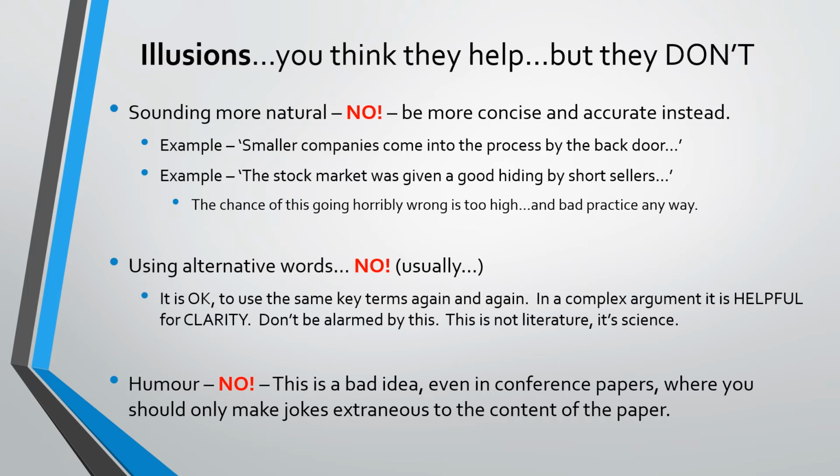Students who are trying to learn to speak casually are told this, but in science, it's not a good idea. It is completely okay to use the same key terms again and again. In a complex scientific argument, it is in fact helpful for clarity if you define something with a key term and then use that term again and again. Don't be alarmed by this. You're not writing literature for entertainment.